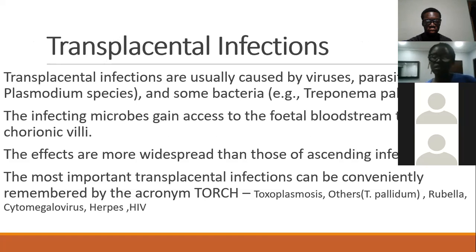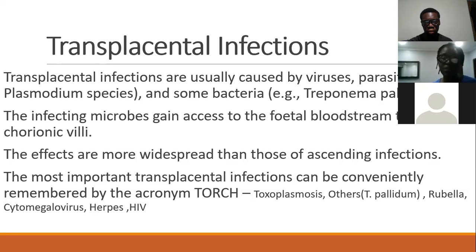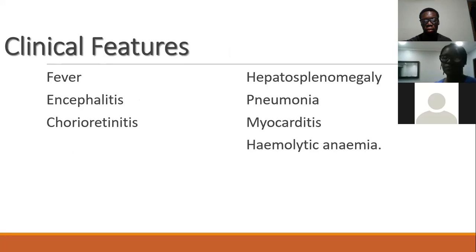So TORCH is an acronym that stands for toxoplasmosis. Others, so for the others, we have Treponema pallidum, which causes syphilis. Then R is for rubella, C for cytomegalovirus, and then H stands for herpes, and then HIV. So all these infections can be transmitted transplacentally to the fetus.